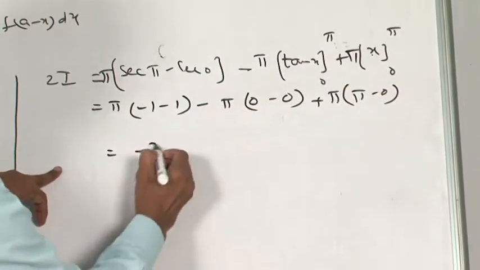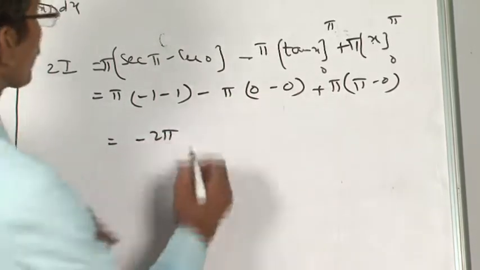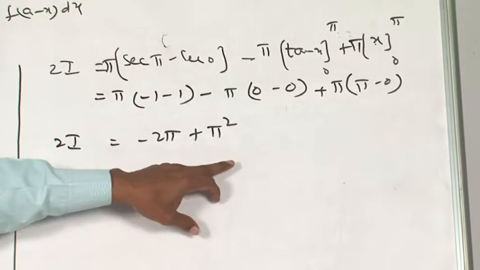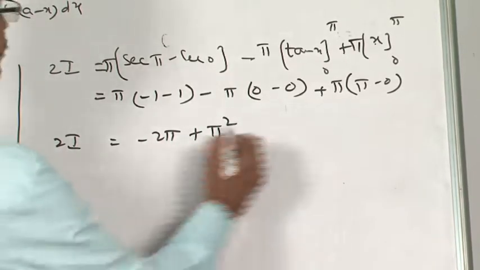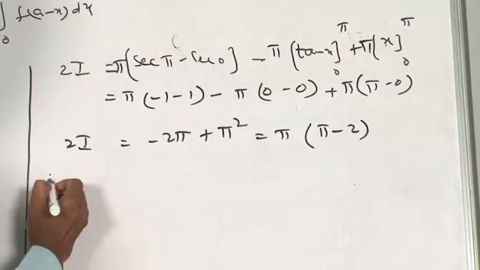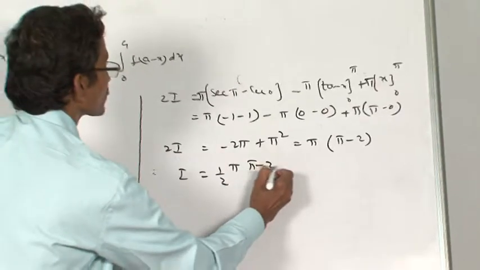So, this is equal to minus 2 pi. So, 0 into pi is simply 0. So, this is equal to plus pi square. So, 2I is equal to minus 2 pi plus pi square. I will take pi as common, it becomes pi minus 2. So, therefore, I is equal to 1 by 2 into pi, pi minus 2.